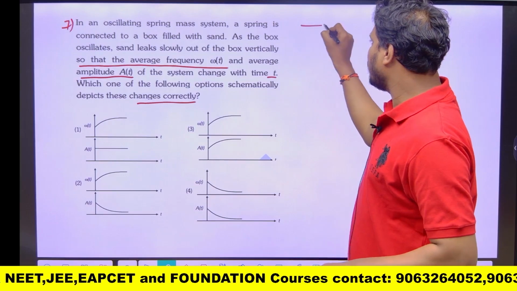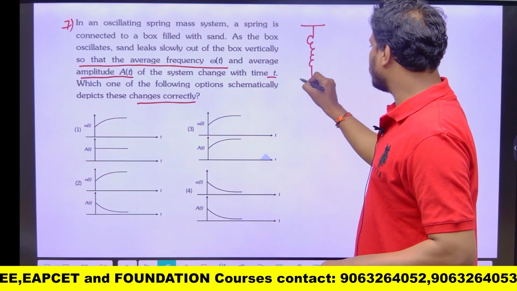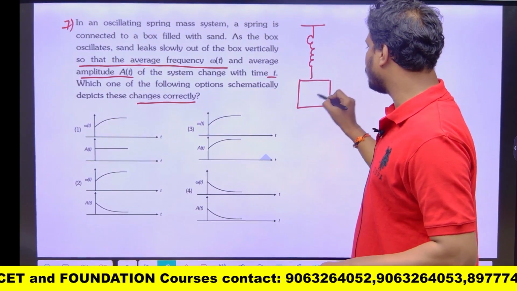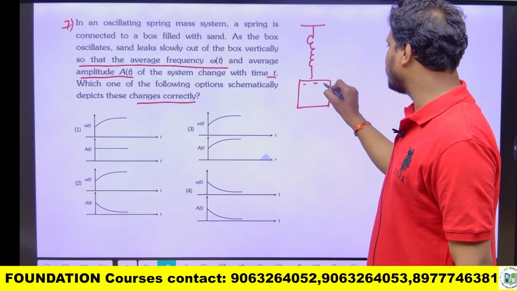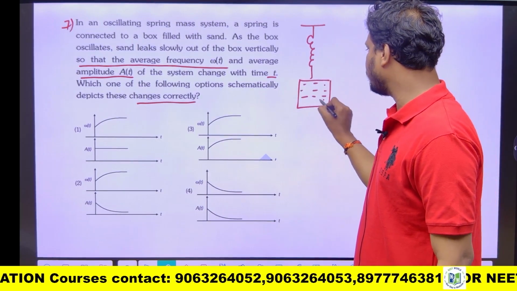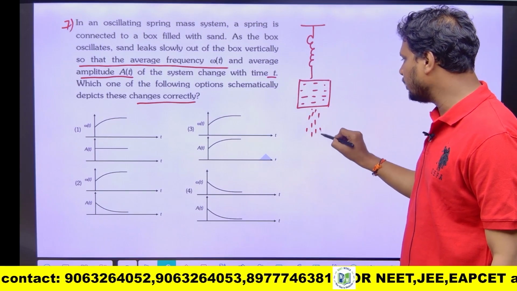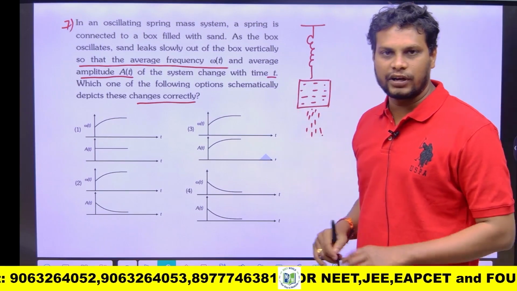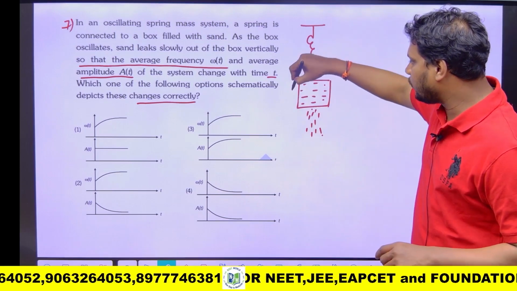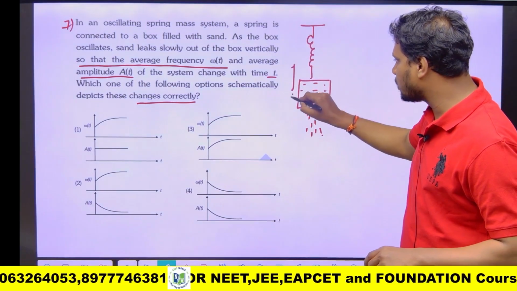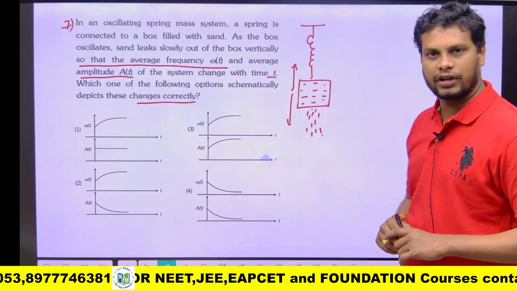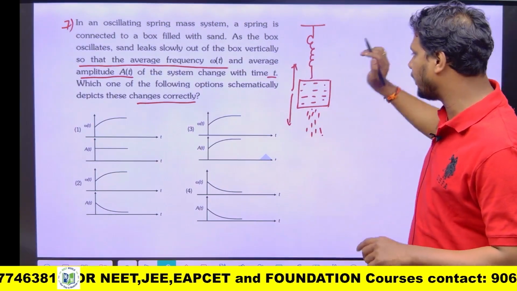Now here we have a spring mass system. So this spring is connected to a box of mass m, which is filled with sand. As the sand leaks out of the box slowly, the mass of this box decreases and this box starts oscillating in the vertical direction. This box oscillates in the vertical direction like this.